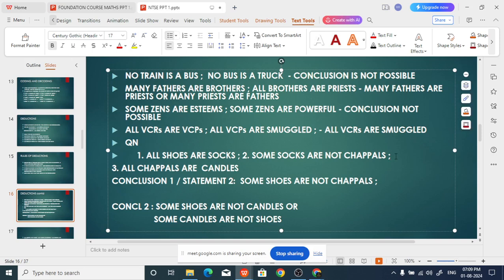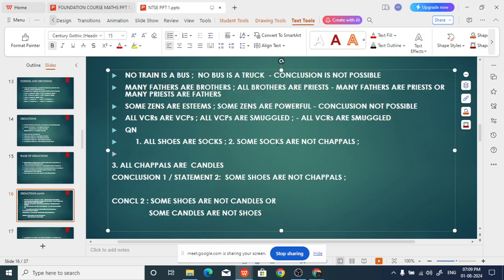See, I am taking these two statements: all chappals are candles and some shoes are not chappals. In this, chappal is the common term. Chappal should not come in the answer. Candle should come, shoe should come, some should come, not should come. So what is the answer? Some shoes are not candles, sir. Some shoes are not candles or some candles are not shoes. That is also a right answer.